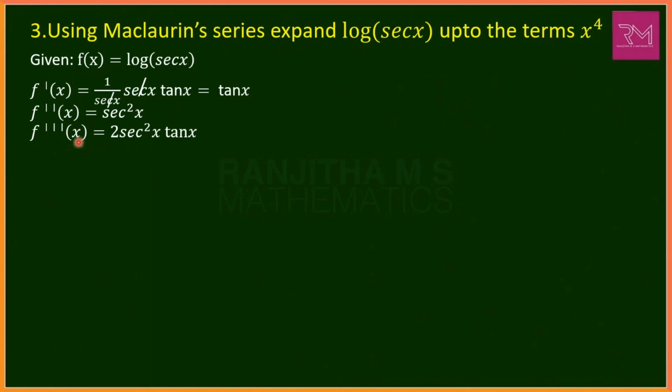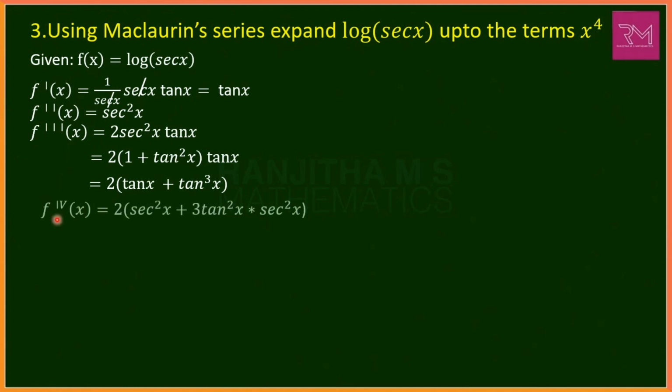Now to find f fourth derivative of x, to make the simplification easy, let us write in the place of secant square x as 1 plus tan square x. We know from trigonometric identity that secant square x can be written as 1 plus tan square x. Into tan x, multiply tan x inside the bracket, we get 2 into 1 into tan x is tan x plus tan square x into tan x is tan cube x. This is our f triple dash of x.